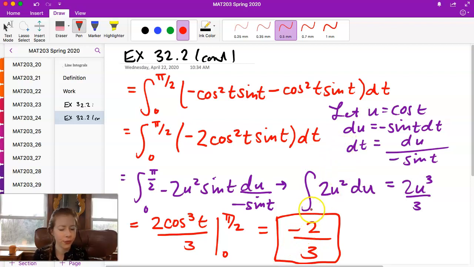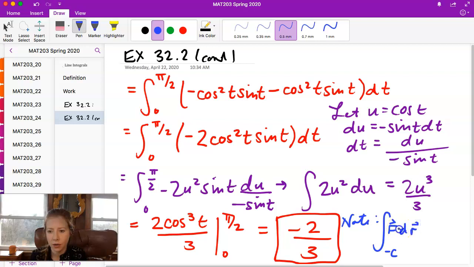the work done by the force field on the particle along the quarter circle. All right, so just a brief note. If we went in the opposite direction along our curve, note that the line integral in the opposite direction of f dot dr is going to be equal to the negative of the line integral going in the direction we were originally traveling. So in this case, if we were to travel the other direction, it would be positive 2/3.